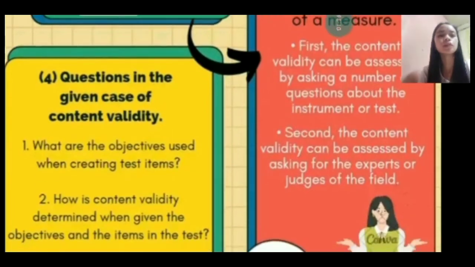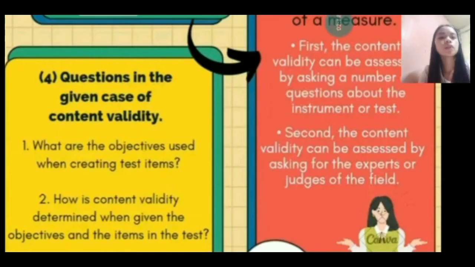So there are four questions in the given case of content validity. First, what are the objectives used when creating test items? As we all know, we are based on Bloom's taxonomy when we are creating objectives. So our test items should also be based on the objectives of our lessons, since the objectives and the test items should align to each other, since the test items are needed to directly measure them.